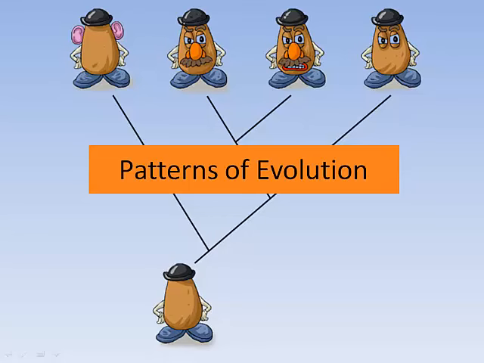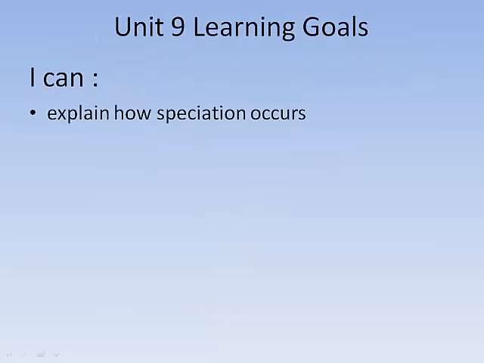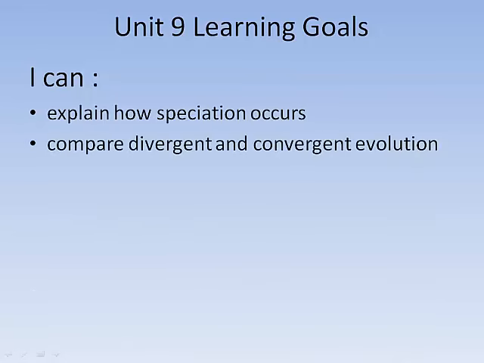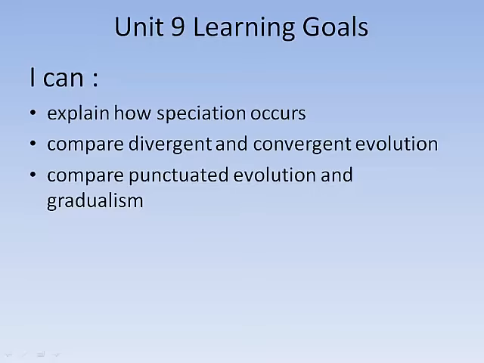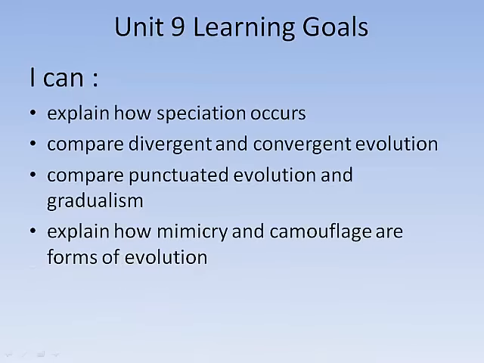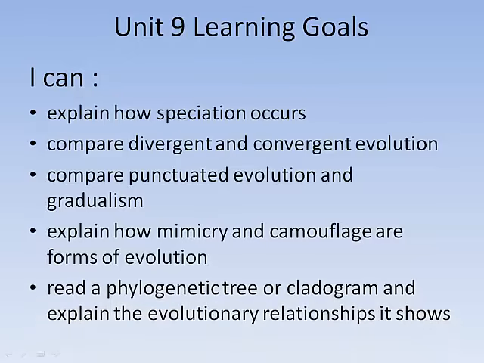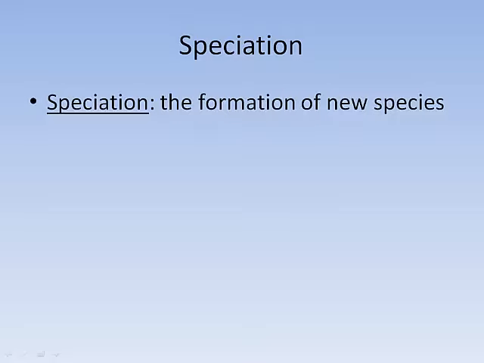Patterns of evolution. Here are our learning goals. Explain how speciation occurs. Compare divergent and convergent evolution. Compare punctuated evolution and gradualism. Explain how mimicry and camouflage are forms of evolution. And be able to read a phylogenetic tree or cladogram and explain the evolutionary relationships that it shows.